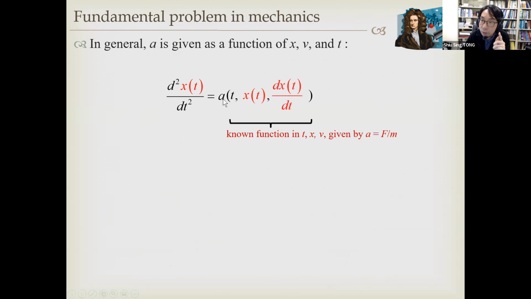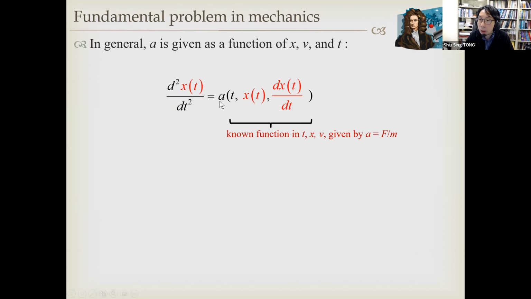So the acceleration is also known. But the acceleration is known, not as an explicit function of time. It may involve time, but it may not be the only dependence. The acceleration may also depend on the position of the object. So I write the acceleration as a function of the position of the object, like for example, the example of the spring. And it may also be a function of the velocity of the object, like for example, the air resistance.